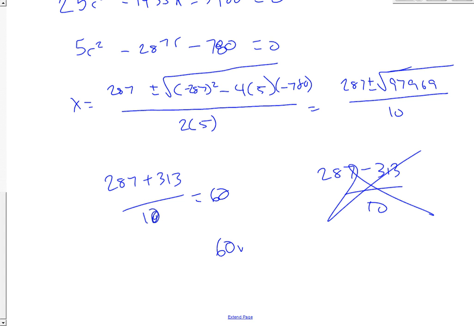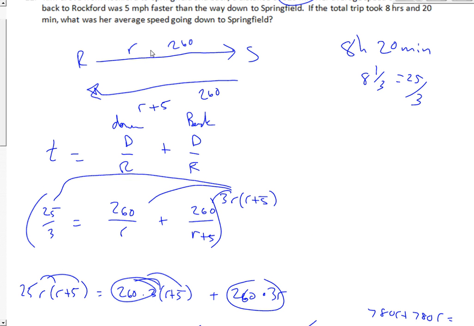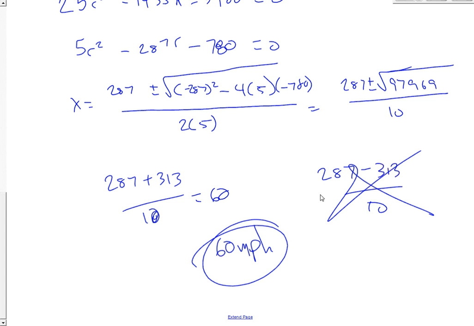So 60 miles per hour is her speed for r, and r represents the rate going down to Springfield, which is what we're looking for. So 60 miles per hour is our answer. And that's it for this video.